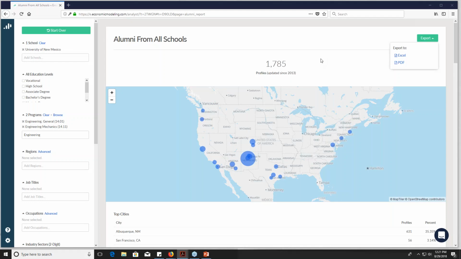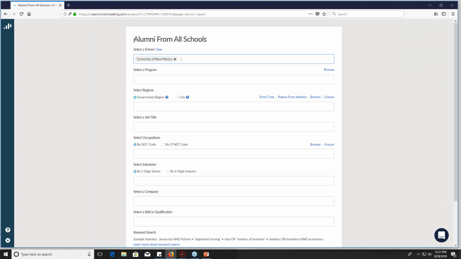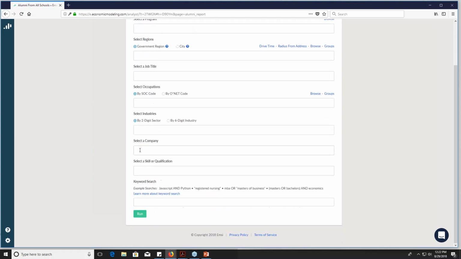And that's kind of the next phase that I started looking at. And what's great about this, and I'm going to start over here just to show you, again, starting from our perspective of University of New Mexico. And you can see here again, I could go by regions. I could actually do job titles where I specifically look at job titles, occupations. I can go by industries. And then here's where I focused on select a company.